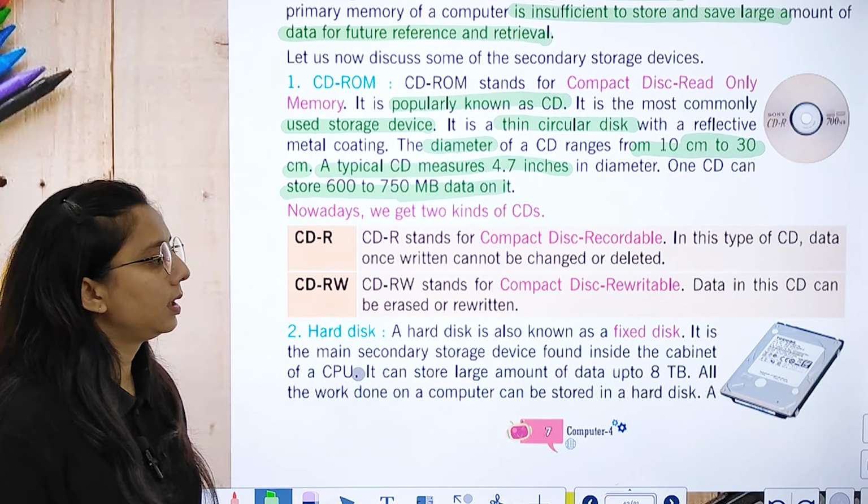It is also known as fixed disk. It is the main secondary storage device found inside the cabinet of the CPU. It can store a large amount of data, up to 8 TB, and all the work done on the computer is stored in it. A hard disk is made up of many rigid metal plates coated to store data magnetically. External hard disks are also available. They are small in size and can be carried anywhere.